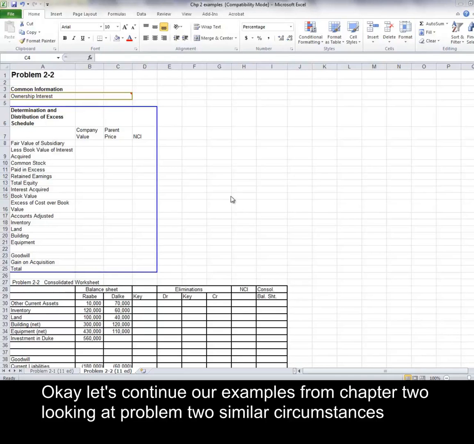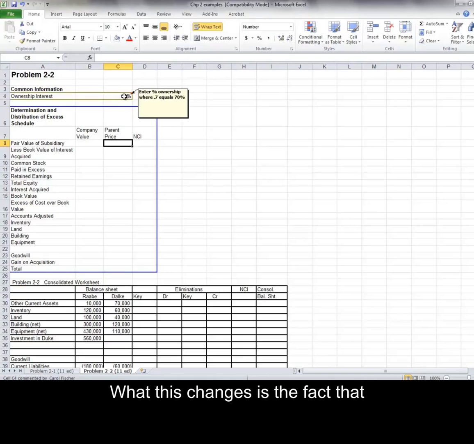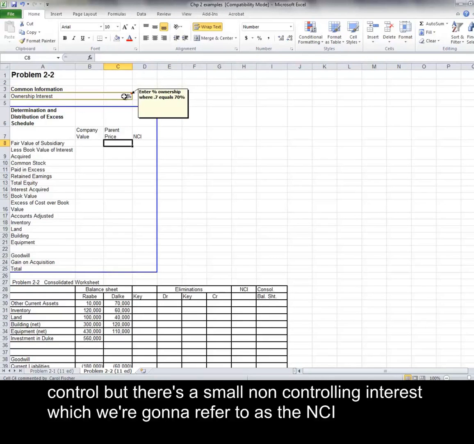Okay, let's continue our examples from Chapter 2, looking at Problem 2. Similar circumstances to Problem 1, but now we're looking at acquiring only an 80% interest versus the full 100%. What this changes is the fact that we still have control, but there is a small non-controlling interest, which we're going to refer to as the NCI.